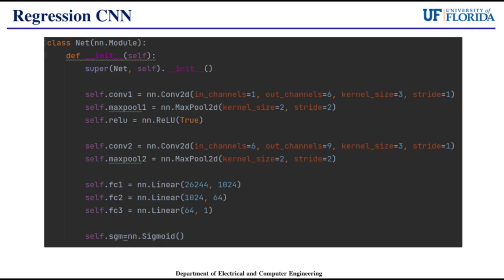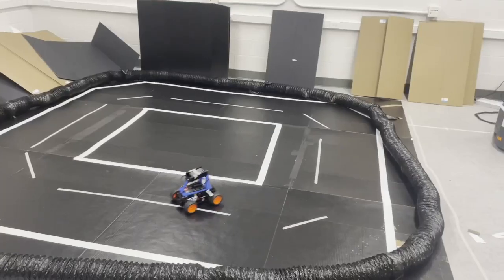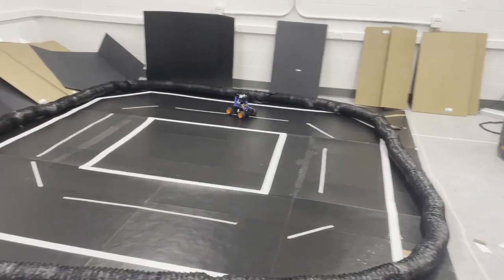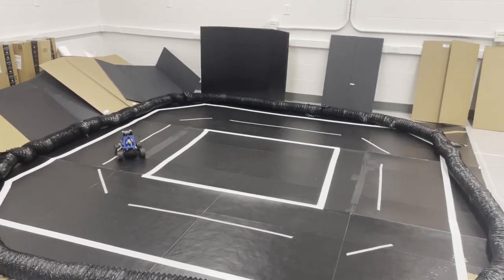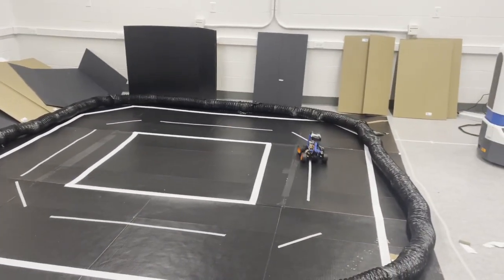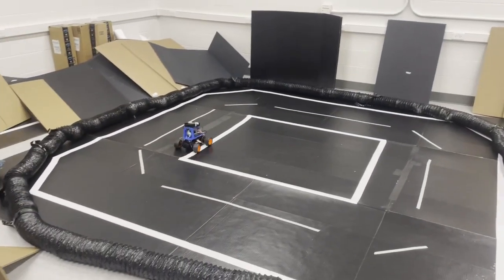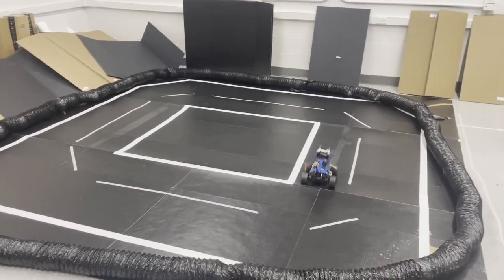The only difference is that the final output neuron is different, because the discrete model needs 30 neurons and the regression model only needs 1 neuron to control the steering. Here's a video of the regression model. It will make some mistakes, so we use safety evaluation to evaluate the performance of each controller.